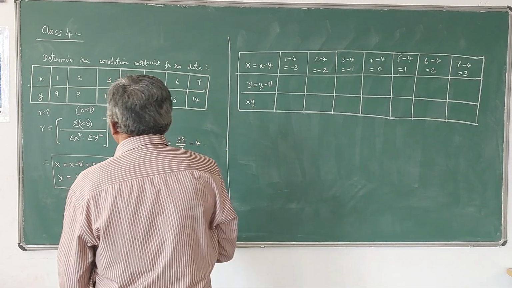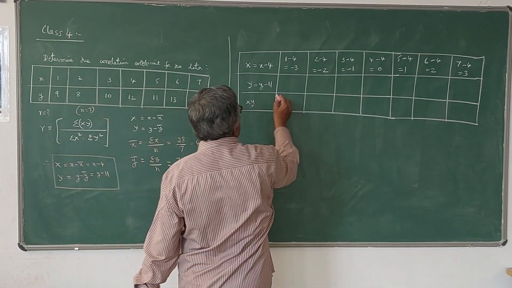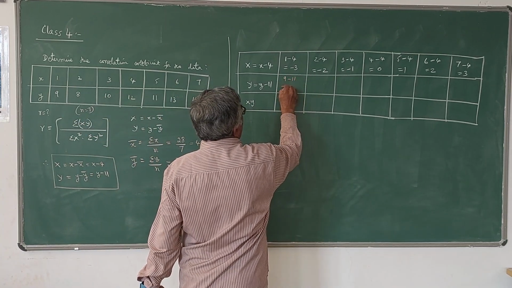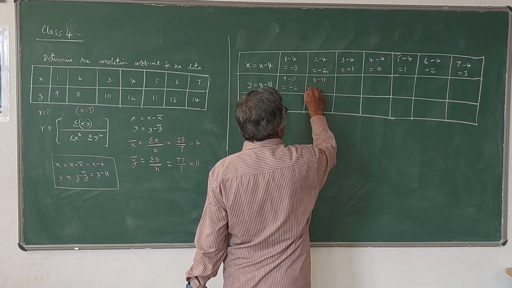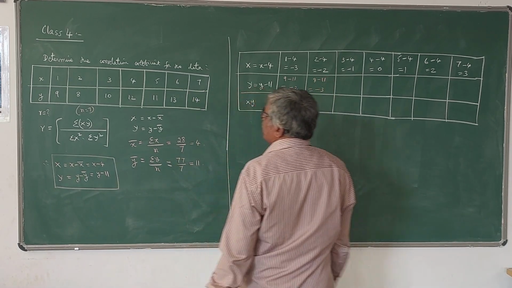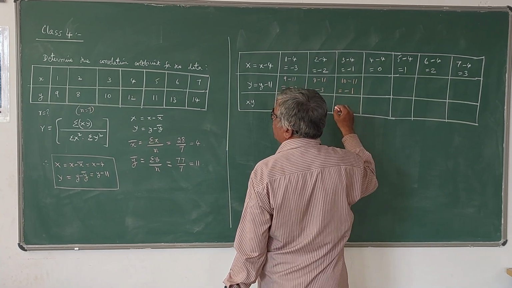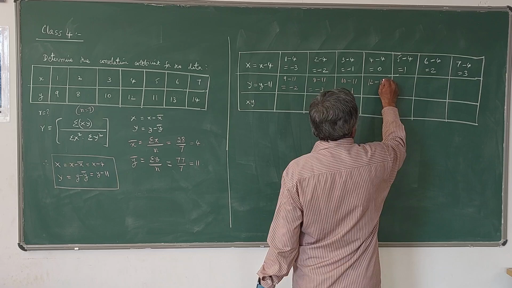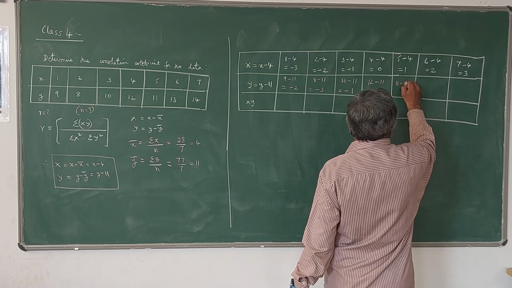So capital Y values are y minus 11. So 9 minus 11, minus 2. 8 minus 11, minus 3. 10 minus 11, minus 1. 12 minus 11, 1. 11 minus 11, 0.